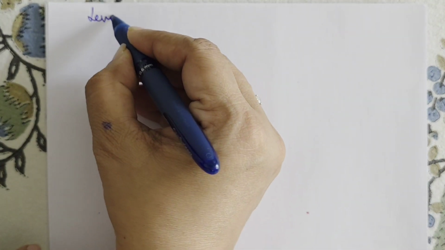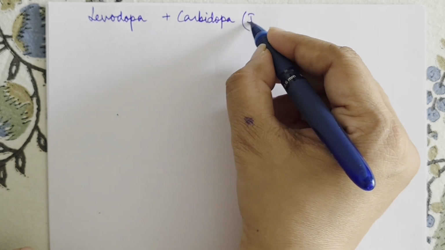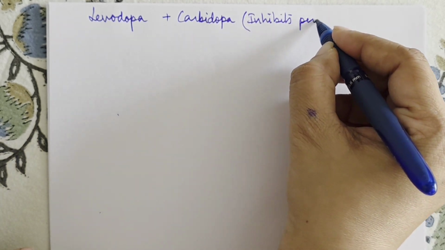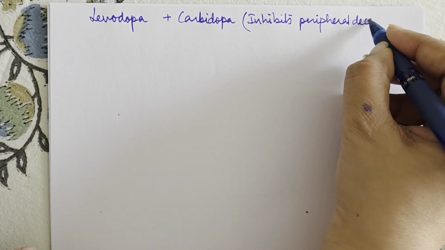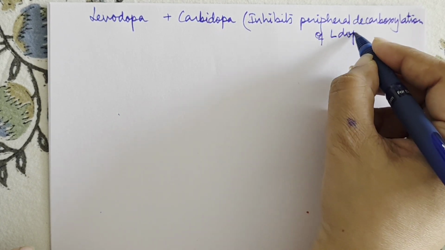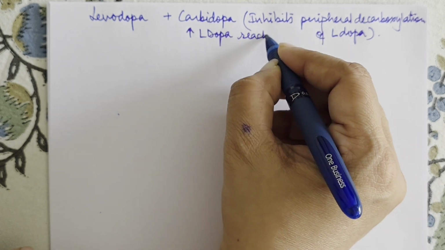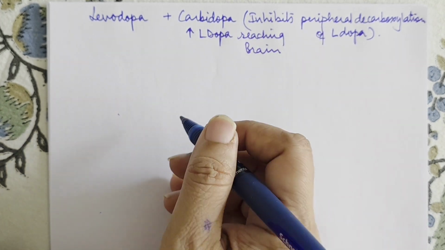So the first drug that we had seen was levodopa, and this is combined with carbidopa. So carbidopa basically inhibits the peripheral decarboxylation of L-dopa, right? So it increases the L-dopa reaching the brain, right?